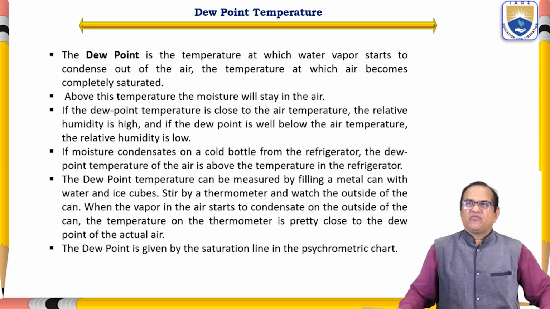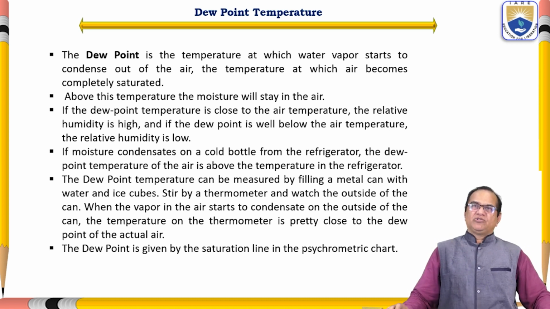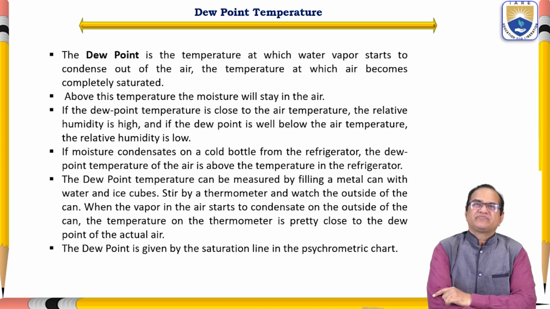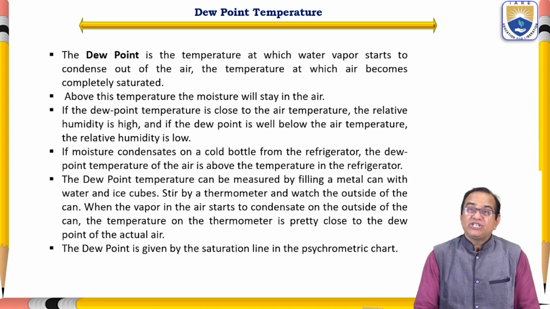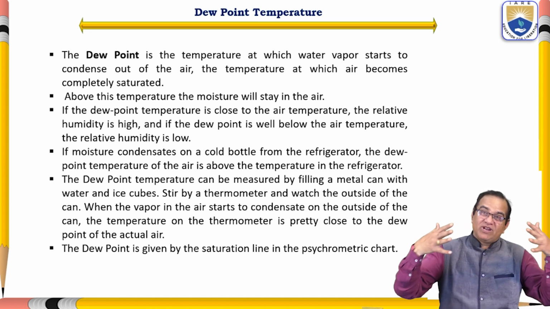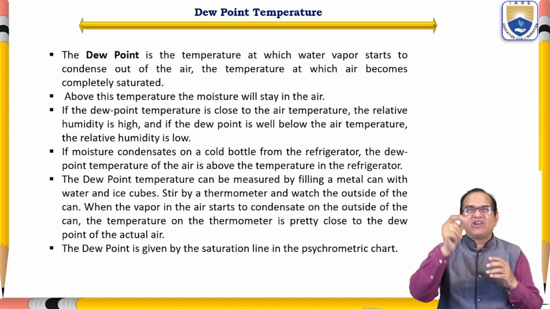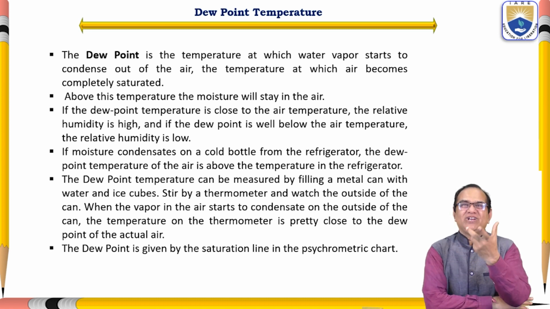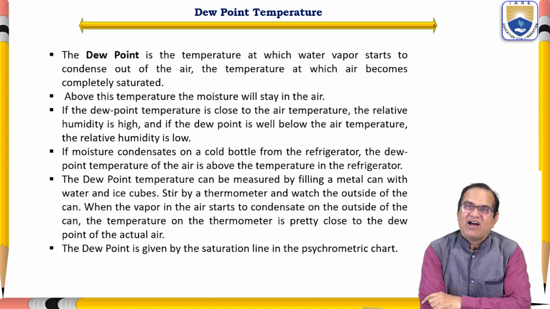It is the temperature at which air becomes completely saturated. Above this temperature, the moisture will stay in the air. So, above this dew point, moisture will be inside the air and the drops will not form. So, in cold weather only, this phenomenon will occur.